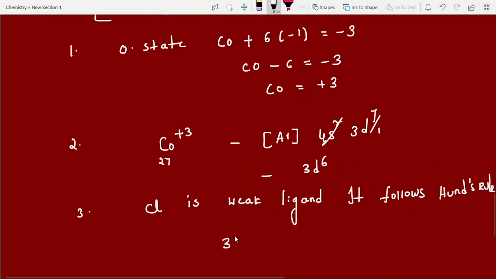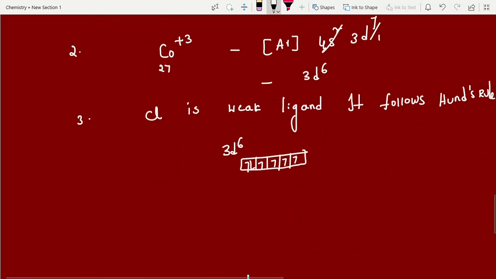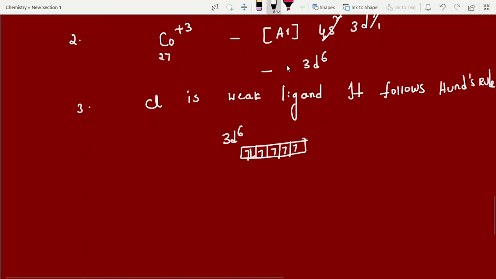That's it. Now can you write what is this answer? Yes, 3d6. 3d6 means 1, 2, 3, 4, 5, 1, 2, 3, 4, 5, 6. That's it. Now, how many ligands are there? How many vacant orbitals do we have to provide? Students, take the complex one more time. So, what is this complex? [CoCl6] 3 minus. 6 ligands are donating electrons. 6 ligands are donating means how many vacant orbitals do we have to provide? 6.